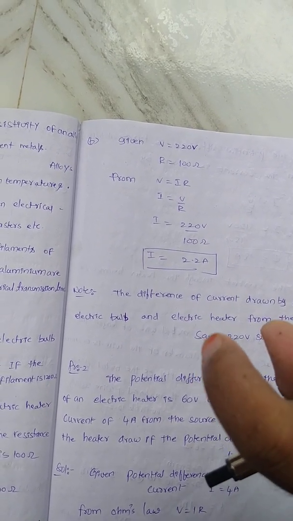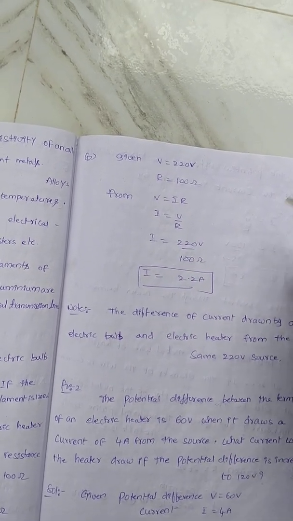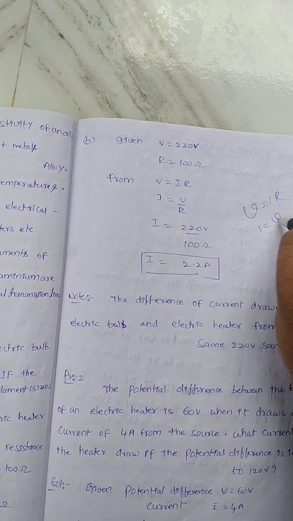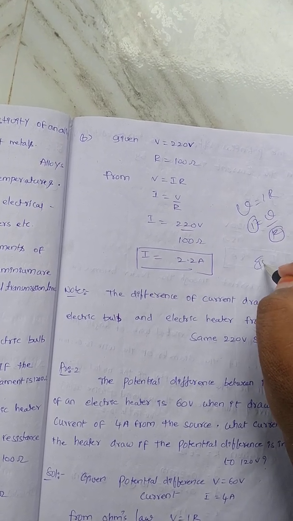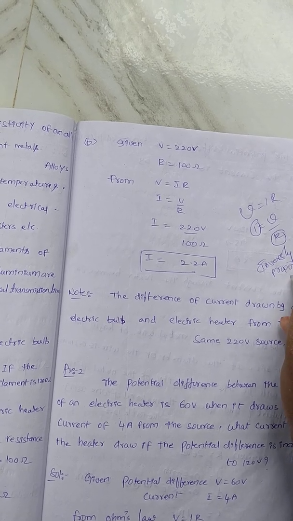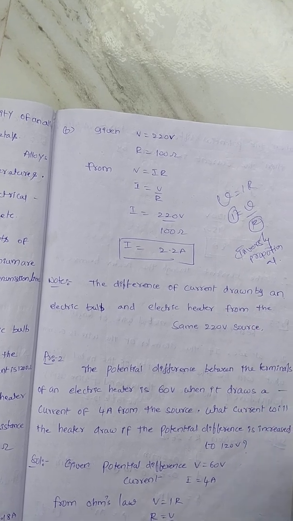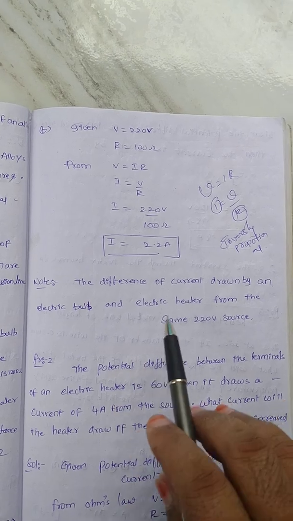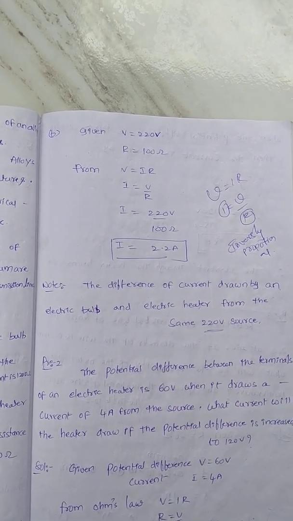If the resistance is different, the current will be different. That is what I already told. See, V equals IR, then I equals V by R. So here I and R are inversely proportional, right? Inversely proportional. Here the voltage remains the same, but the resistance changes and the current also changes. That is all I am telling here: the difference of current drawn by an electrical bulb and an electrical heater from the same 220 volt source.